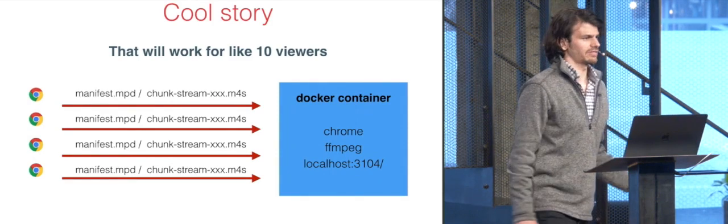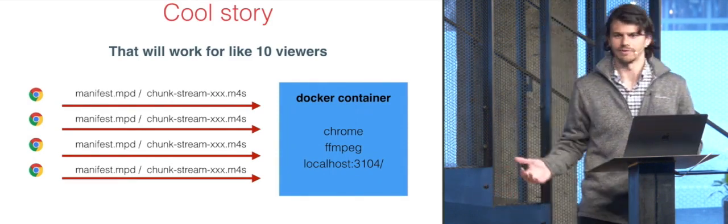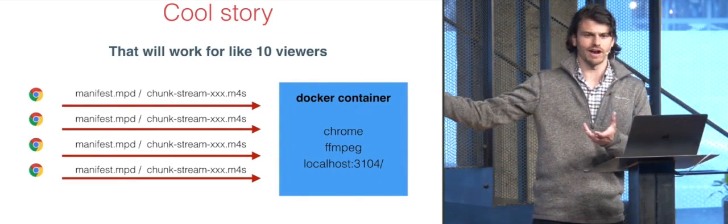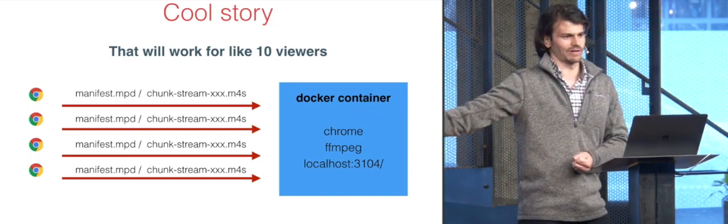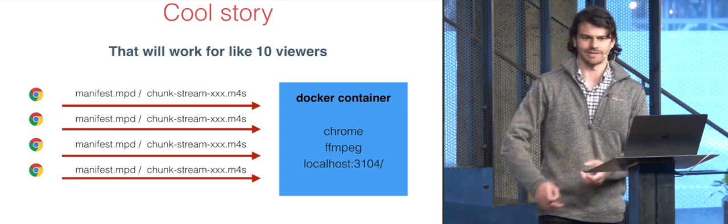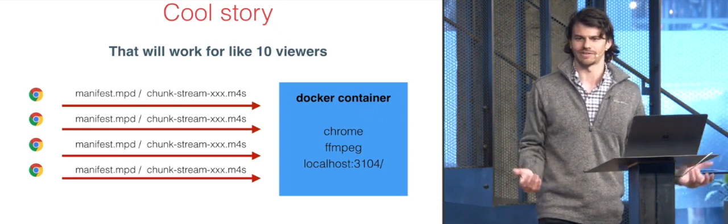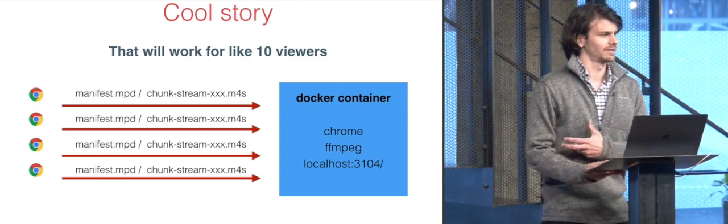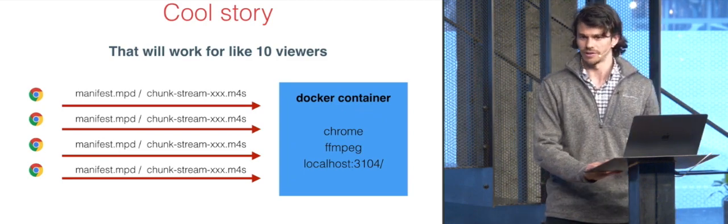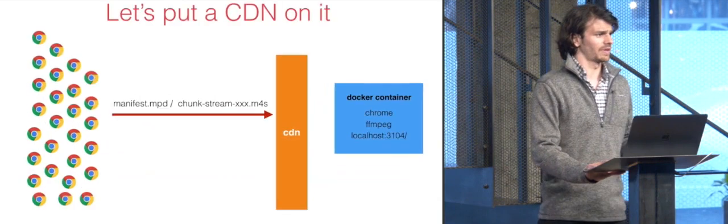And now the next thing is, cool story, right? If you have a Docker container, you're running FFmpeg, you're outputting to this little Node server, that's going to work for a very small number of viewers. As soon as 10 viewers connect to that, it's going to bring down the whole process and it's not going to work. But we need to broadcast this to thousands of viewers concurrently. So how are we going to do that?